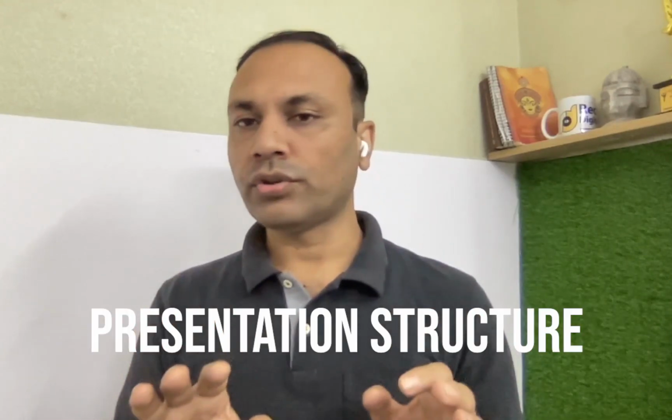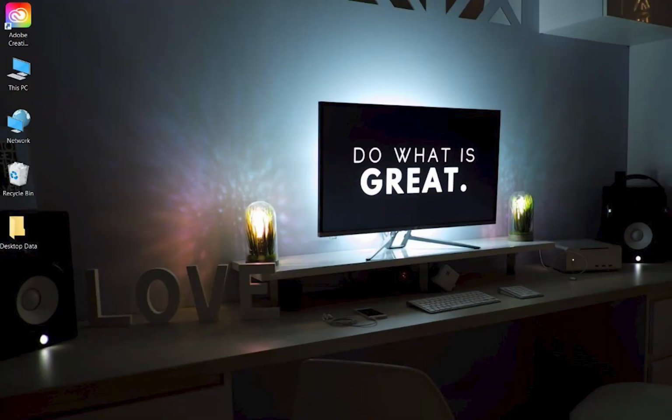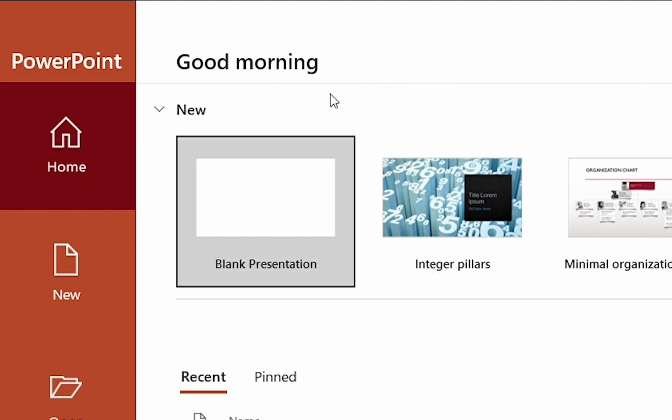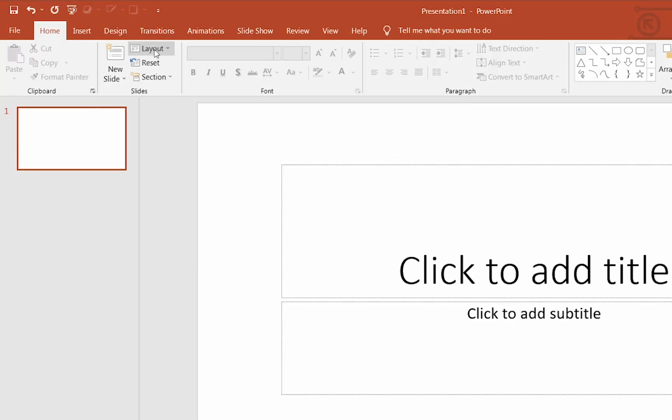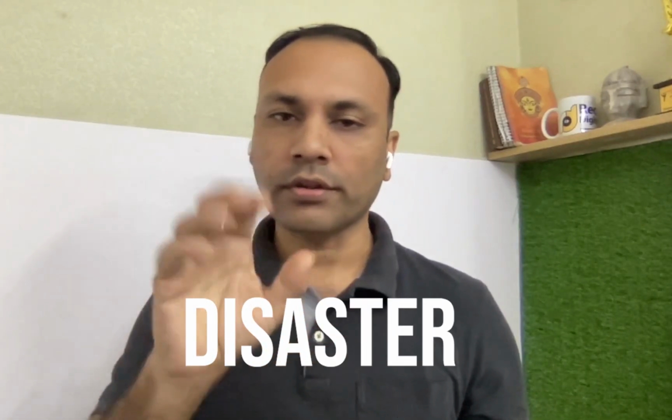This covers the very first part of the series, that is presentation structure. Before you even write a single line or open a PowerPoint application on your computer, decide upon the structure first. I have seen people changing from one structure to another without understanding that changing structure in the end is a disaster.